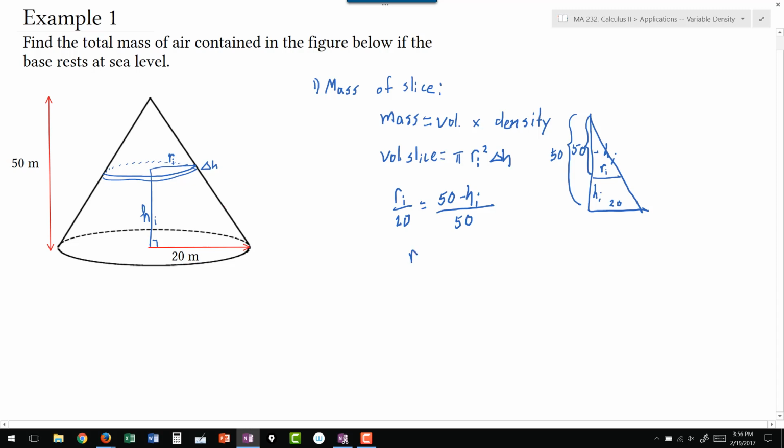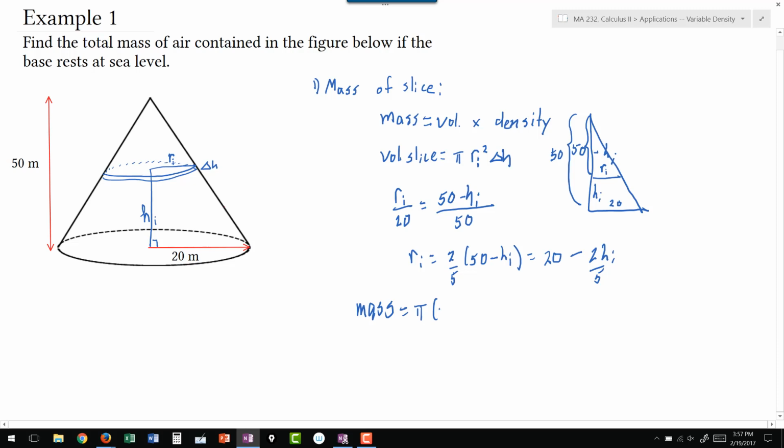I can solve for r sub i by multiplying through by 20. 20 over the 50 would give me 2/5. If I multiply that through, I'll be able to simplify a little bit, so that in the end I get r sub i is equal to 20 minus 2/5 times h sub i. So that's how the radius of our disk or slice changes as we move up and down in the cone.